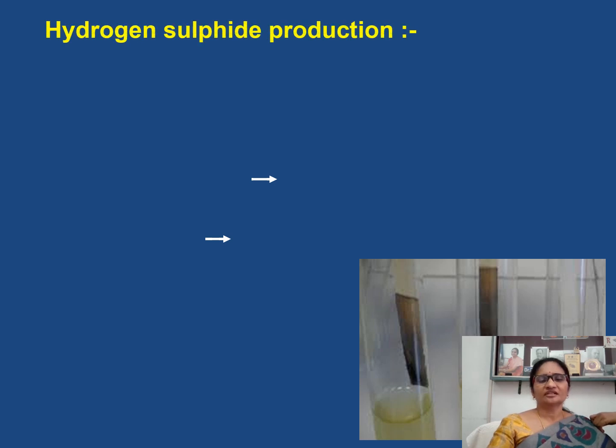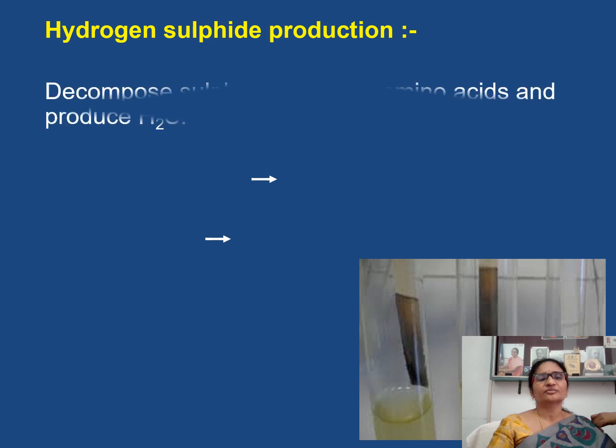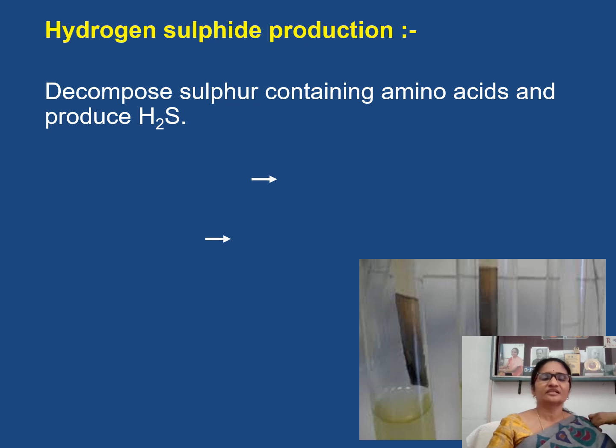Now coming to the other biochemical tests. Some of the bacteria will have the capacity to produce a gas called hydrogen sulfide. How is this gas produced? See, peptone water is there. Peptone is there in the medium in which the bacteria are growing. Peptone is nothing but a combination of so many amino acids. In that, sulfur containing amino acids also will be there. Bacteria will utilize those sulfur containing amino acids and release hydrogen sulfide.